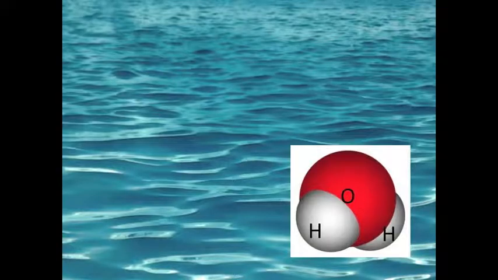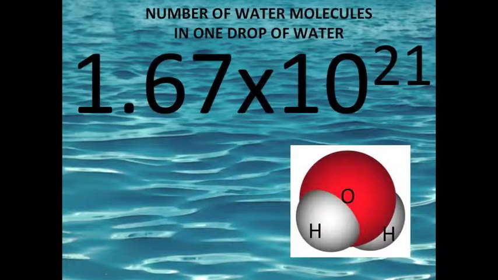If water is made up of 1 oxygen atom and 2 hydrogen atoms, how does it ever get to look like this? Molecules are tiny, too tiny for us to see, even with our highest powered microscope. Lots of water molecules need to stick together in order for us to see it as water. In fact, in each drop of water, there's about 1.67 times 10 to the 21st molecules of water. That's a lot. That number is really too large for us to even comprehend.